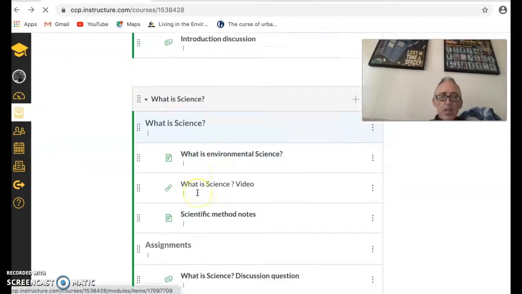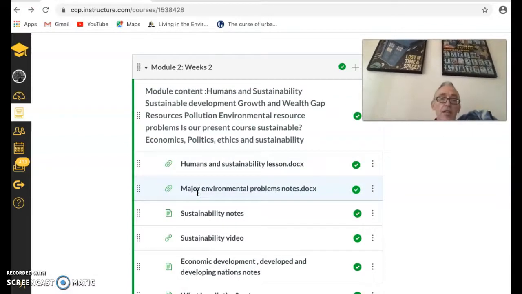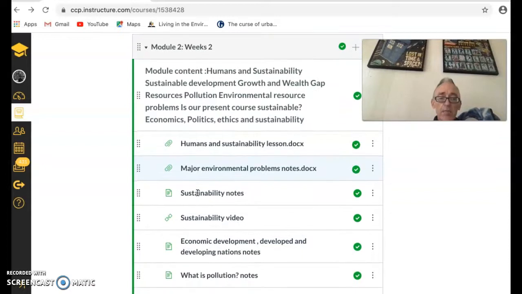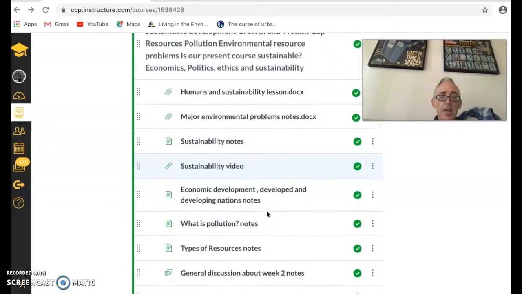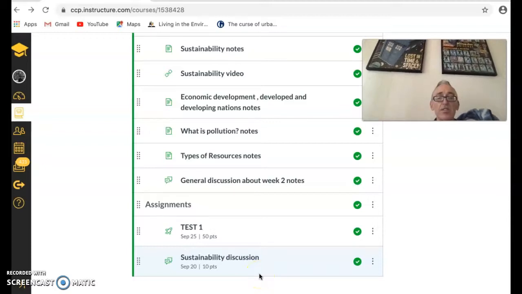Then after that we get to week 2, and this is basically a module which looks at a number of the underlying themes of this course, such as humans and sustainability, and I've given you a number of different short sections of notes which you can read. There's a number of videos to back up my notes, and also, by the time you've read these notes, you will have enough information to do test 1, and also to get involved in the second of these discussions, which is all about the concept of sustainability.